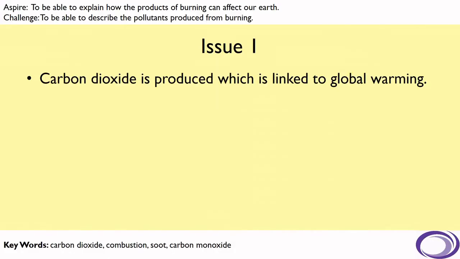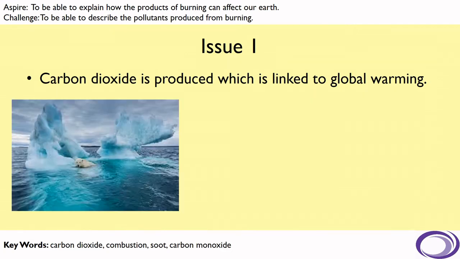So issue number 1, carbon dioxide is produced, and we saw that because of the lime water going cloudy. Now carbon dioxide is linked to global warming, and there are some consequences of global warming that can be quite devastating. First of all, we are losing habitats for some of our animals that live in colder climates because the ice caps are melting. This can also lead to rising sea levels, which means we can lose low level land, but it is mainly causing a loss of habitat for animals in those polar regions, such as polar bears.